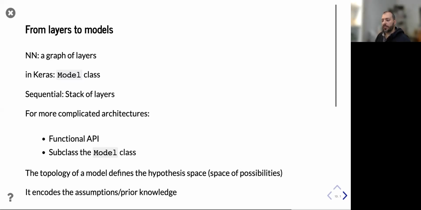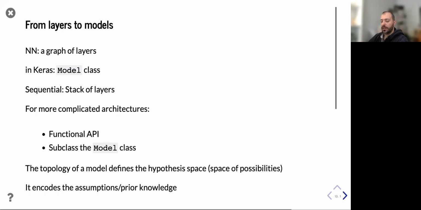We already saw the sequential way of building a new model. So this is just a stack of layers. The one layer connected to the one after and after and after. Now, this is good for simple architecture, but if you want something more complicated and more realistic, you cannot just stack layers. And for this, you have two ways to do it in Keras. The first one that we will use a lot is the functional API. And the second one is to subclass from the model class, the same way we inherited from the Keras layer class.